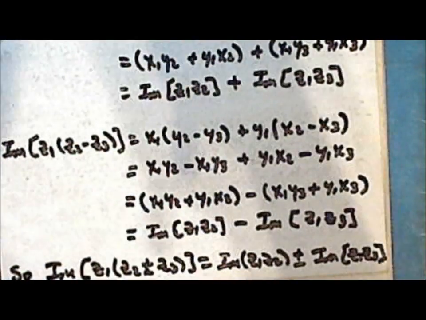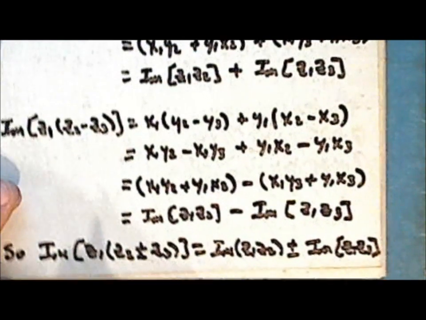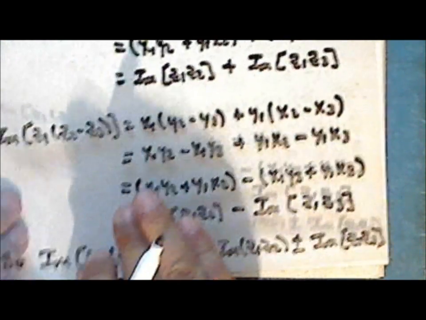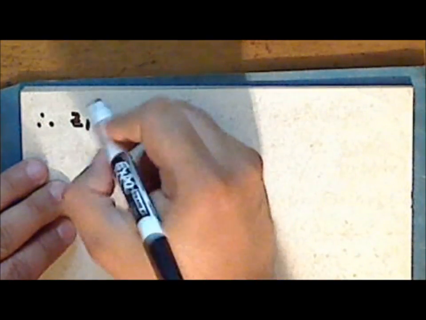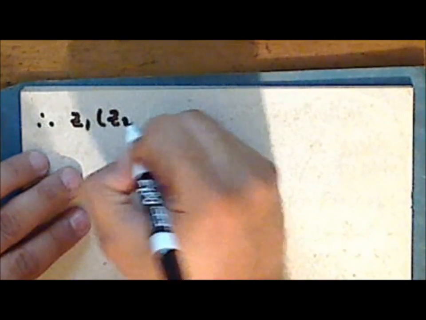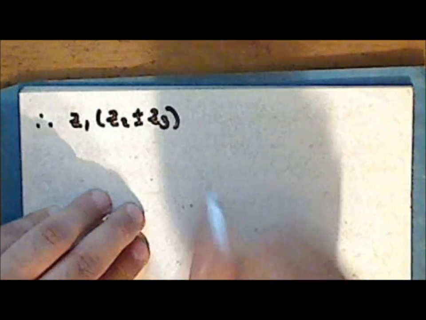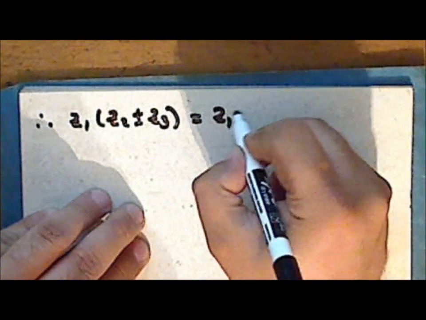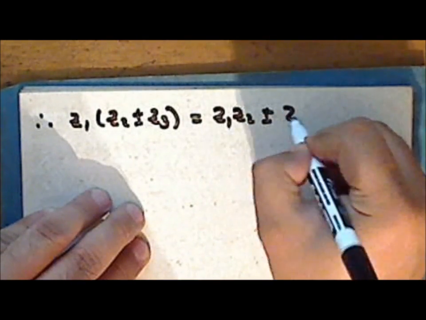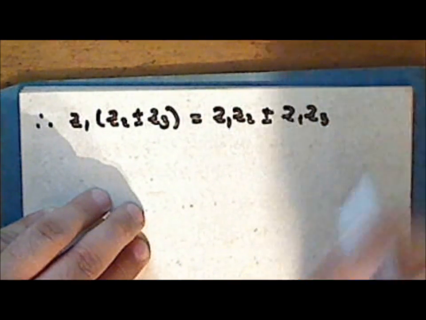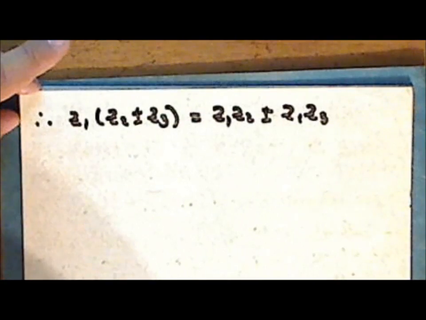So as the real and imaginary parts are the same, we have that the product of the complex number z1 with the sum or difference of z2 and z3 is the sum or difference of the products z1 z2 plus or minus z1 times z3. And so the distributive law holds for the complex numbers.